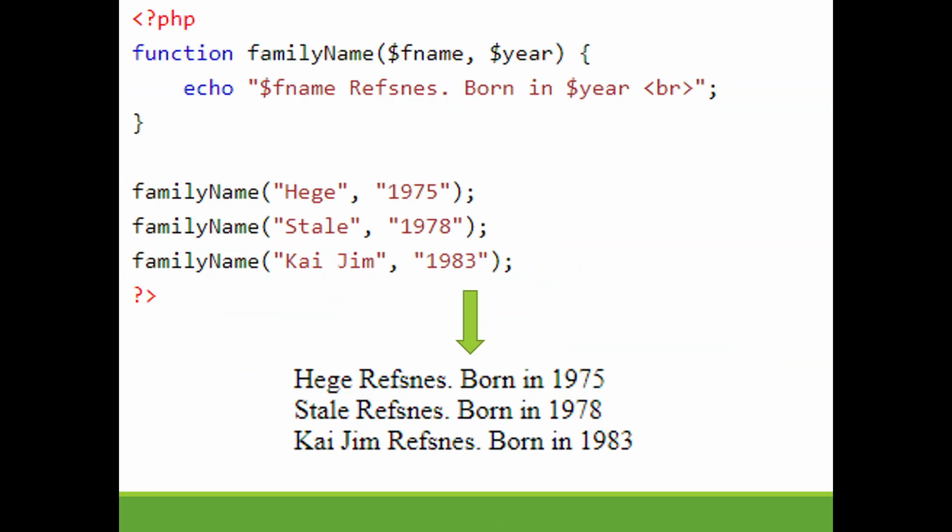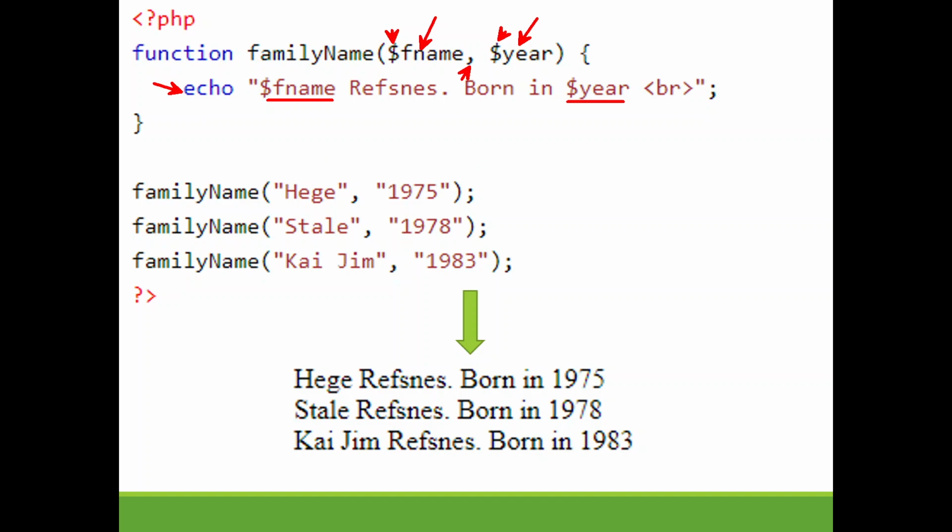In this second example, we have a function that receives two arguments. Fname, remember, you have to separate them with a comma. And this is just a variable. You see $, then fname. $, then year. So we have the two parameters. And how are we using them? You can see here we have fname and year, born in.